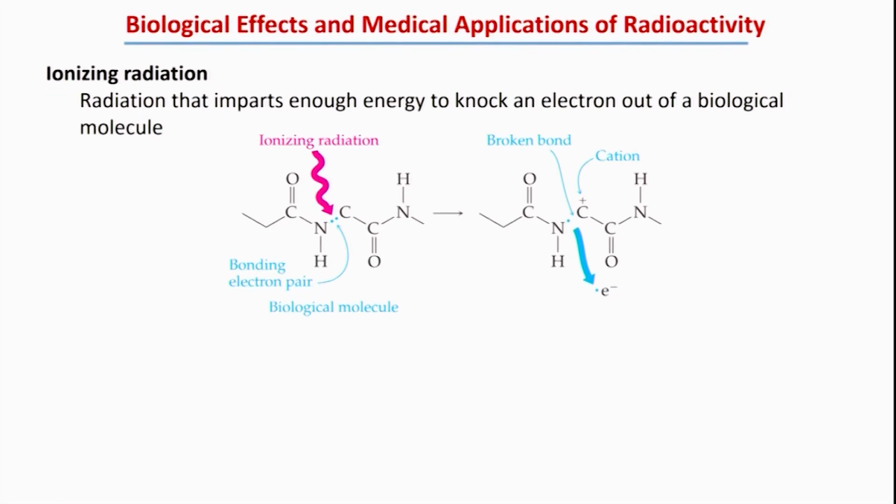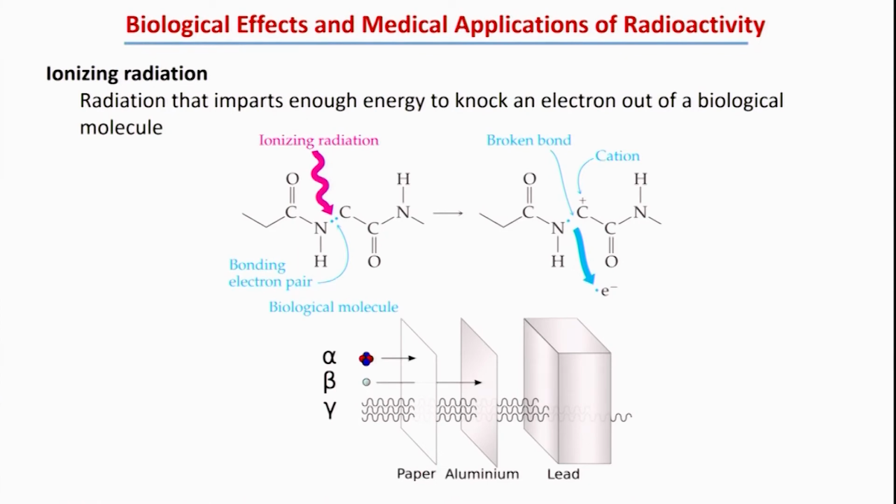I think I have another picture that's going to show up. Let's see. There we go. We can see some of these particles. So here's the alpha, beta, and a gamma ray. And this kind of shows you, okay, not all ionization or radiation is equal to each other.